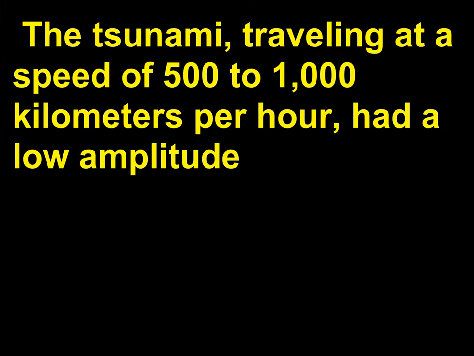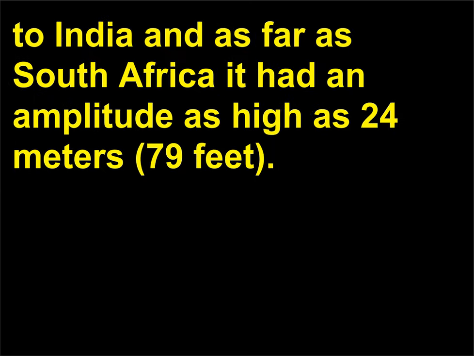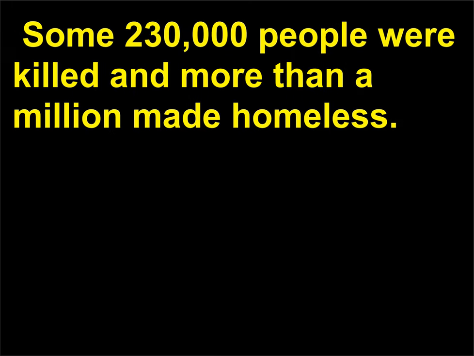The tsunami, traveling at a speed of 500 to 1,000 kilometers per hour, had a low amplitude, 60 centimeters, in mid-ocean, but when it crashed into the coasts from Thailand to India and as far as South Africa, it had an amplitude as high as 24 meters, 79 feet. Some 230,000 people were killed and more than a million made homeless.